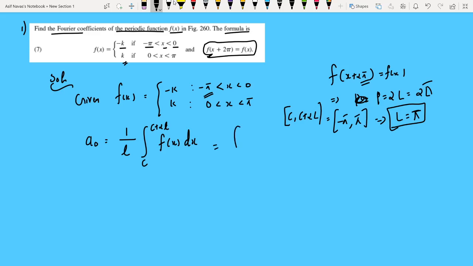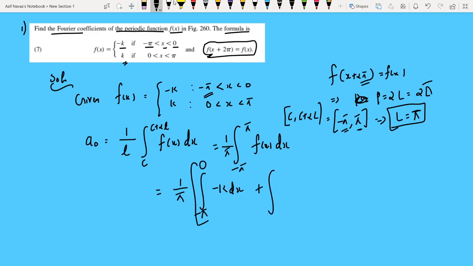So this is equal to the integral, 1 by L is pi, and the interval is -π to π, integral of f of x dx. So this is equal to 1 by pi integral -π to π. Our function is defined as -k on -π to 0, so -k dx, plus 0 to pi k dx.